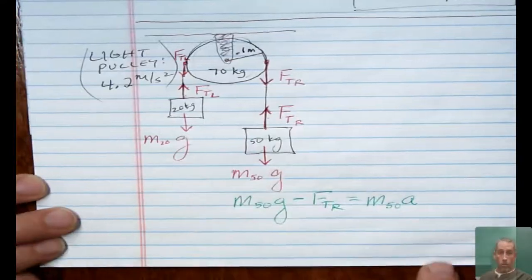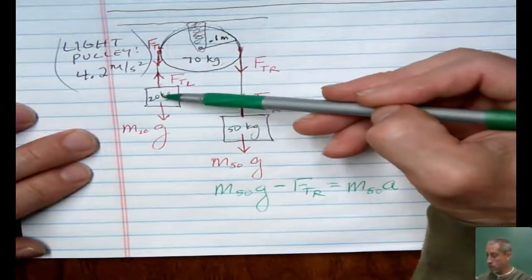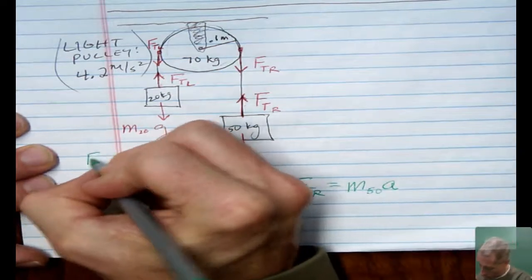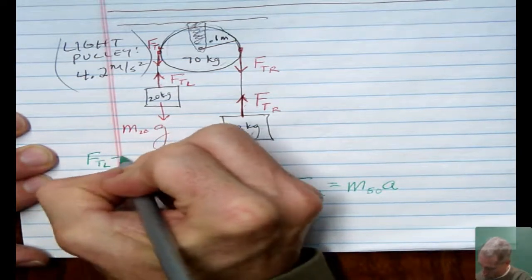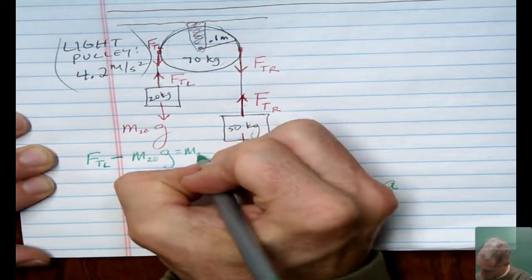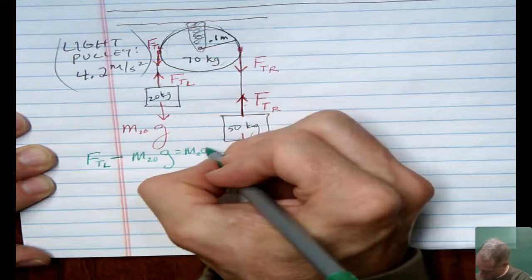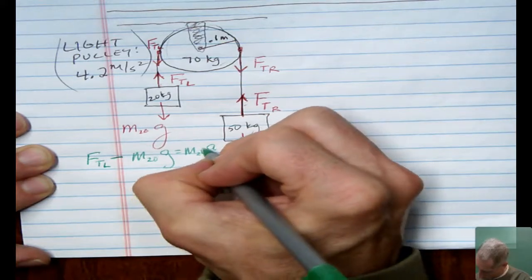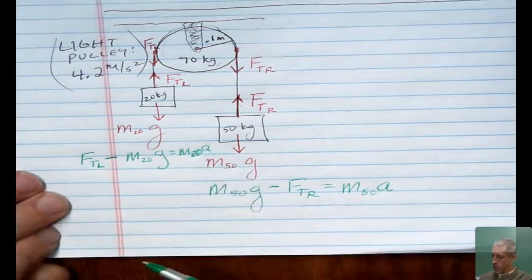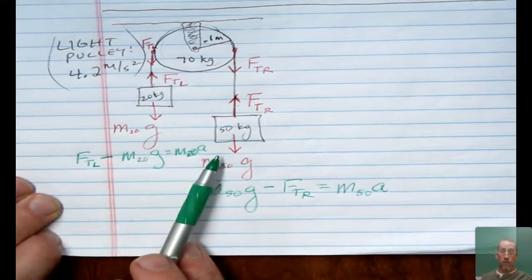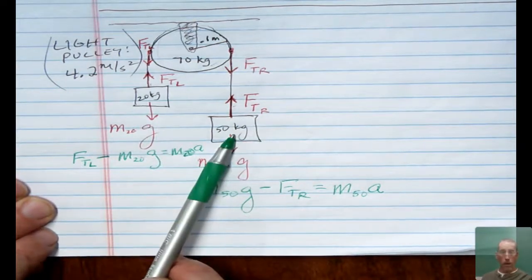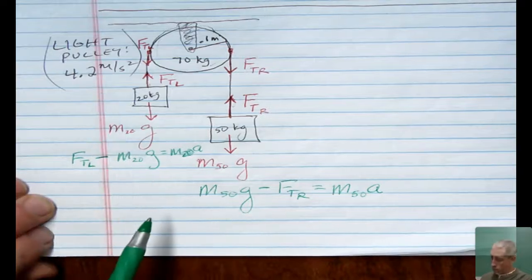What do we have over here? We have a similar form here, except because this one would be accelerating up, I want to list FTL first. So this would be FTL minus M20 times G equals M20 times A. That's the mass of the 20 kilogram object times its acceleration. Now, of course, these accelerations have to be the same. We call that an acceleration constraint because there's no way I can move the 50 kilogram object any faster than I move the 20.